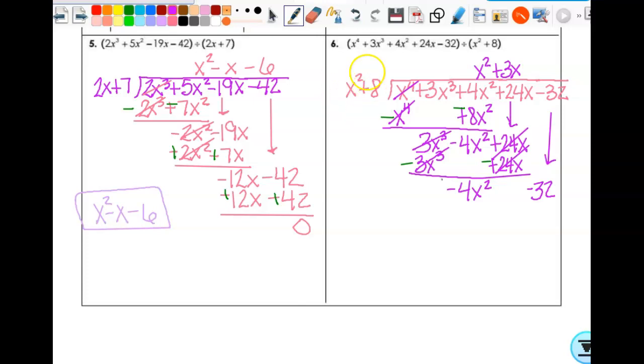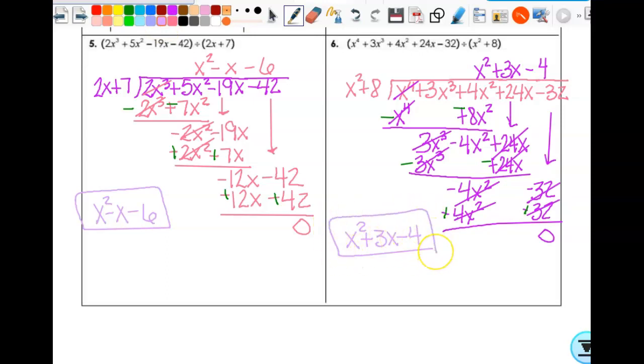X squared divided into negative 4x squared is a negative 4. Multiply that back. Negative 4x squared minus 32. Change the signs on both and combine them, and I get 0 because they zero out. All three of these that we've done are remainder 0. It won't always be 0, but let's write this down and talk about what it means when it is 0. X squared plus 3x minus 4.